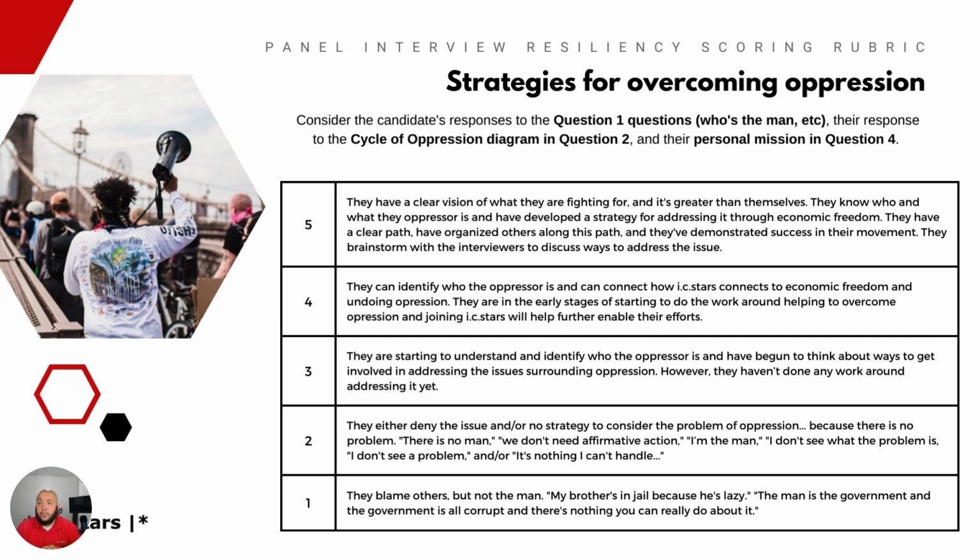So let's pick a number here. Let's go with number three. They're starting to understand and identify who the oppressor is and have begun to think about ways to get involved in addressing the issues surrounding oppression. However, they haven't done any work addressing it. So this is them answering in a way where it's like, no, there's no equal opportunities. Yes, we need affirmative action because any opportunity that we have in front of us, we should capitalize on that opportunity because opportunities are limited for certain groups, minorities, etc. And just kind of leaving it there, not expanding too much into it.